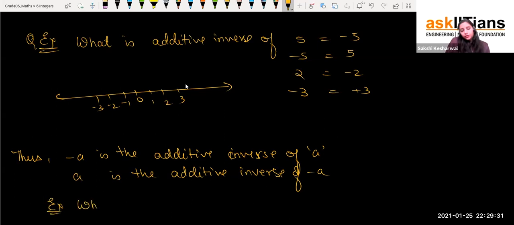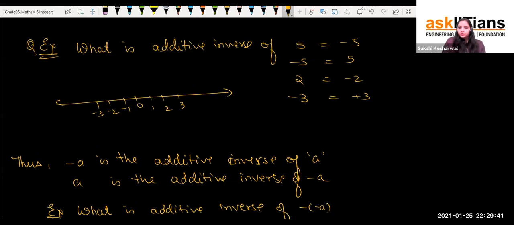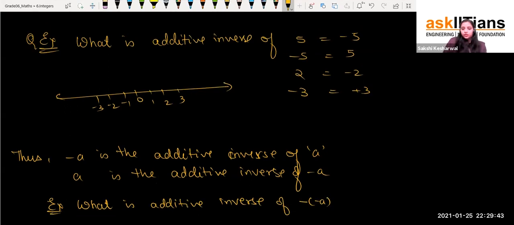What is the additive inverse of minus a? Right. Negative of negative a. So this will be what, beta? A or not? This is one entire number, right? So negative of negative a will be what, beta? A. Yes or no?